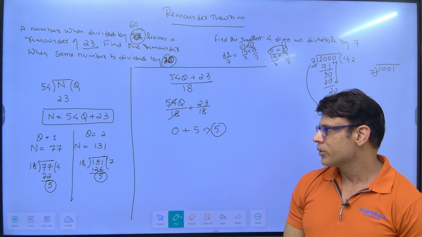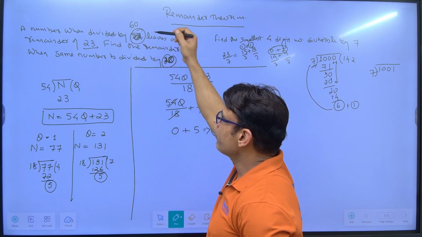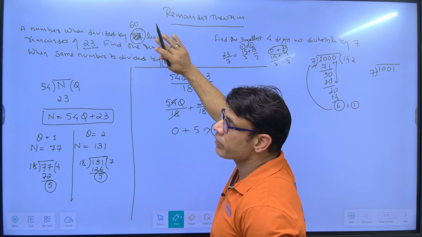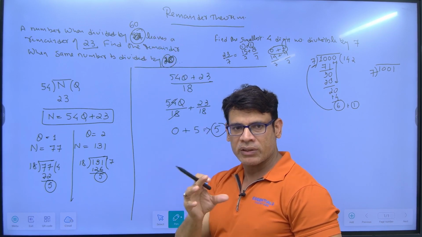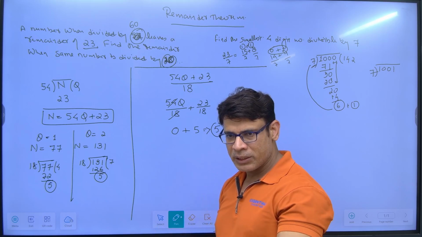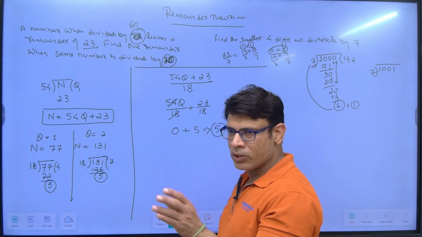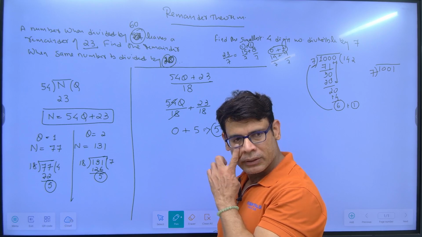Understood? So in this case, you have to keep in mind these two things. If the second divisor is not a factor of first divisor, then you will get multiple remainders. You will not get any single remainder. There will be some series of remainders, some pattern of remainders you will get, but you will not get a single same remainder in these cases, right?